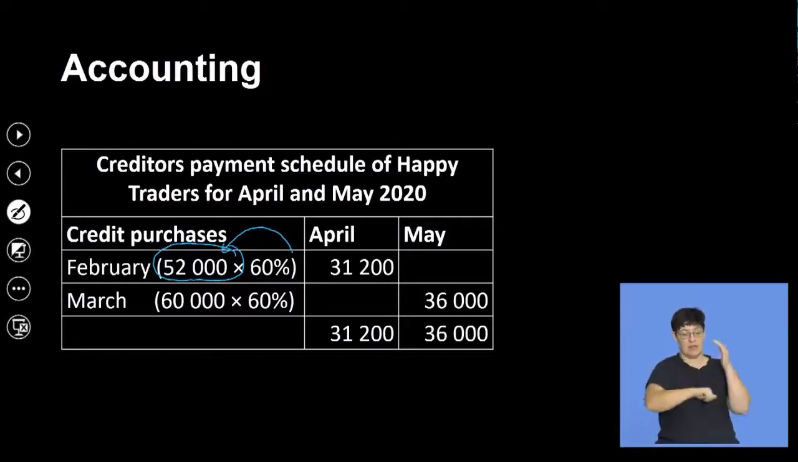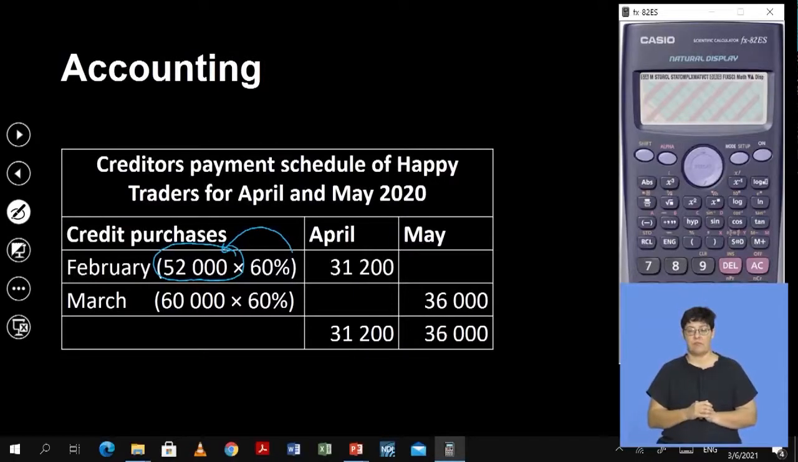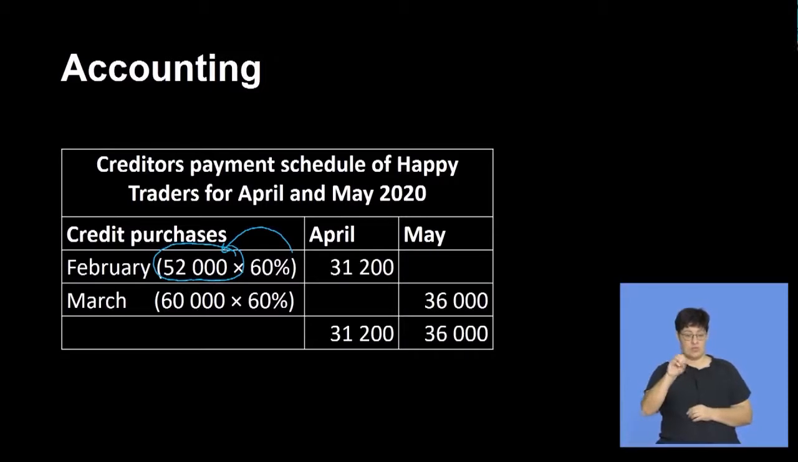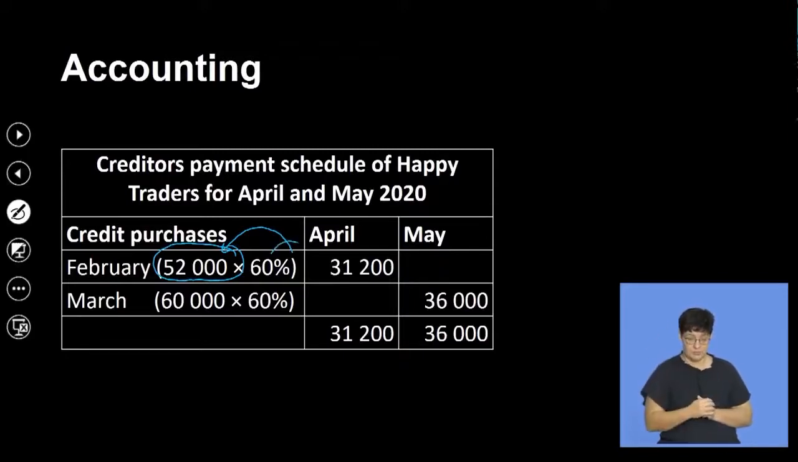And that will give you, if you take your calculator, and if you take 52,000 times your 60%, you get a figure of 31,200. So you can clearly see, if you bought in February, they told you, you pay 2 months after. So February, March, you're paying in April. How much are you paying in April?